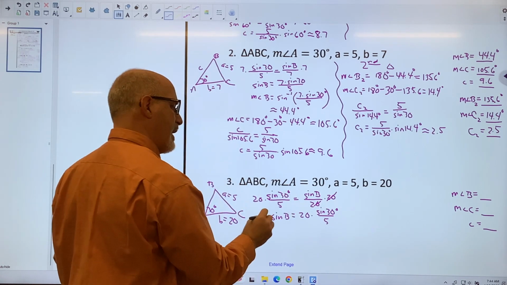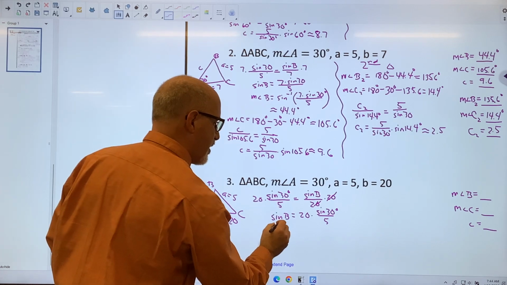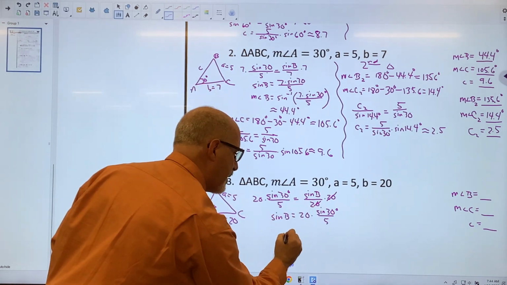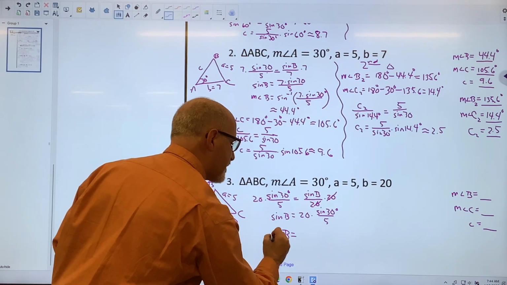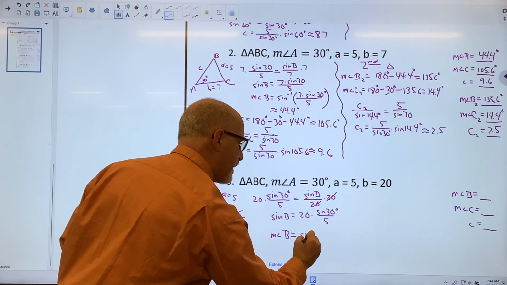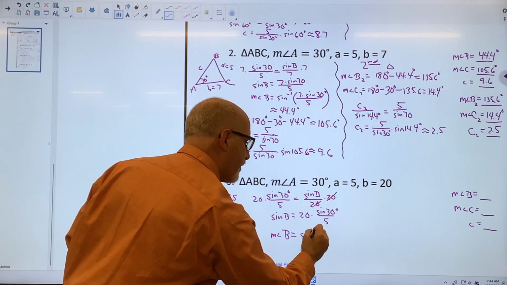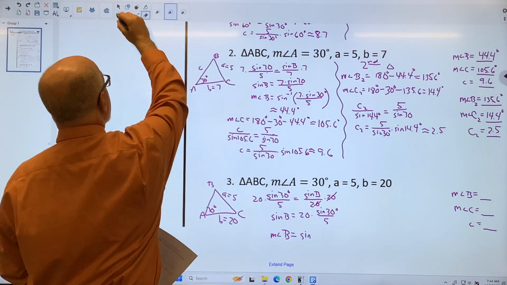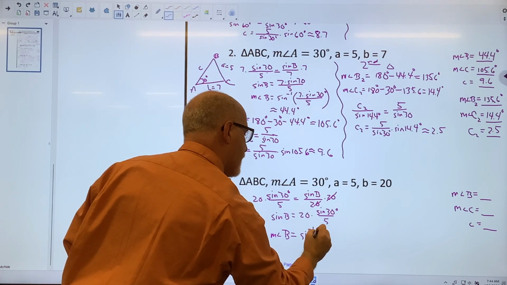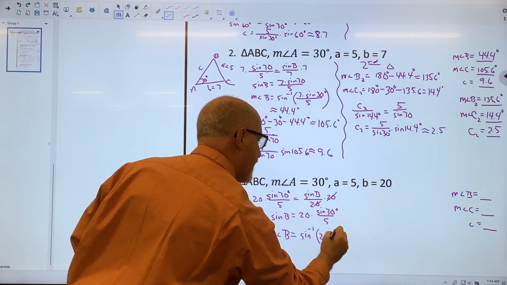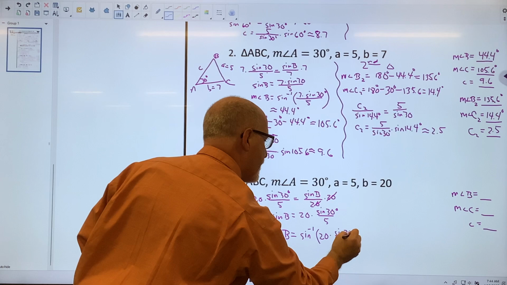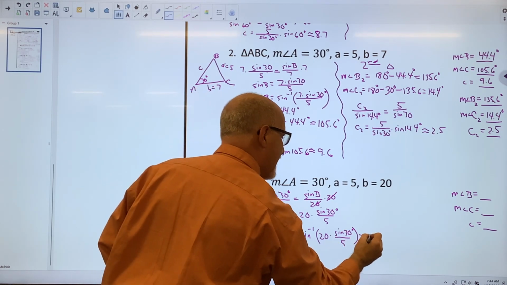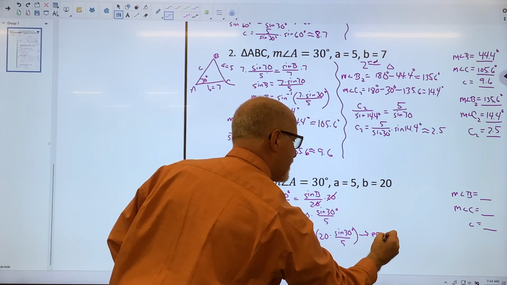Now I'm going to do this calculation, even though typically we do this next step. I'm going to write what I typically would do for the next step. Measure of angle B would be the inverse sine of this value here. I'm doing this whole thing in parentheses: 20 times sine of 30 degrees over 5. Now when you do this, you get an error. Now let's find out why.